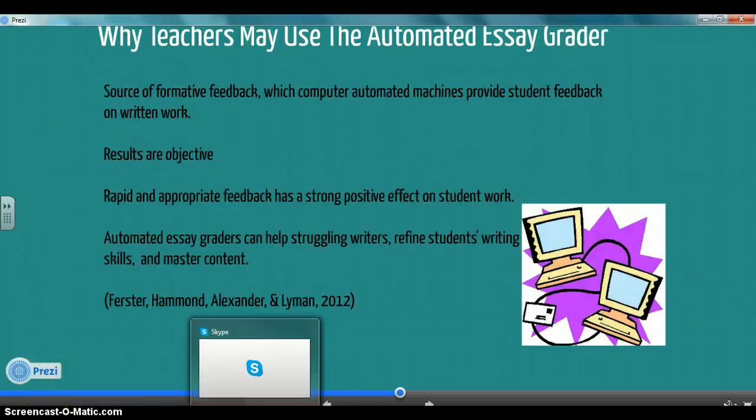So why might a teacher use an automated essay grader in the classroom? Well, they provide objective results. Results are rapid and appropriate, which has a strong positive effect on student work. They help struggling writers, they refine students' writing skills, and they help to master content.